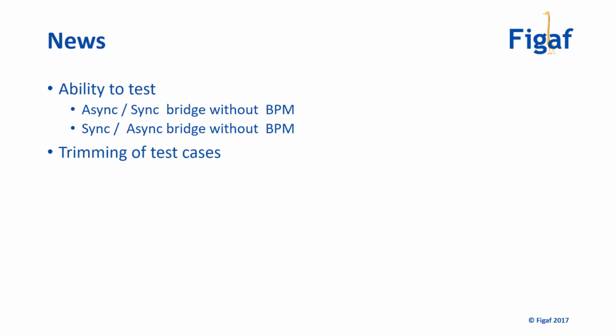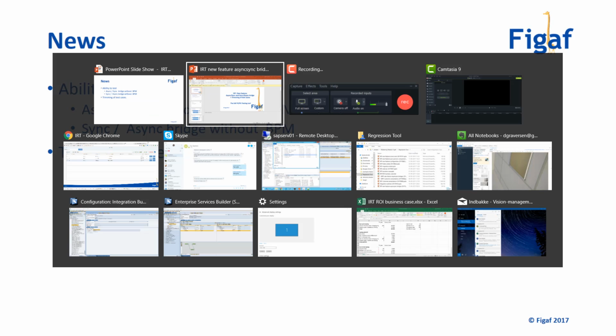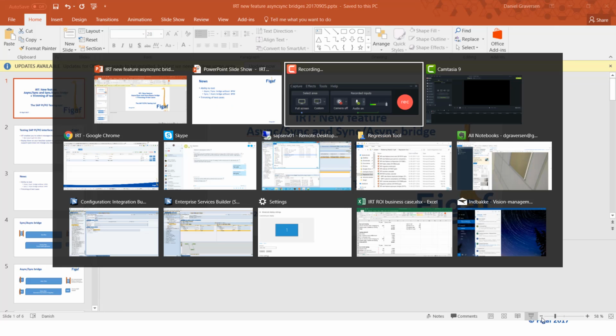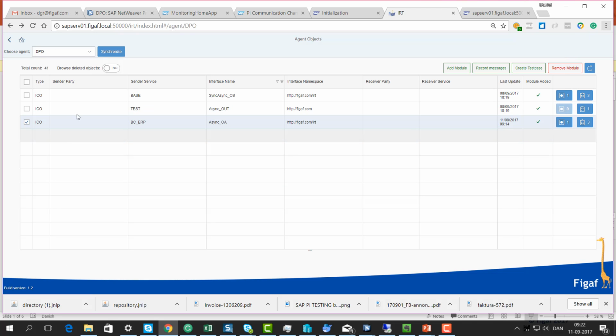So these new features are the async-sync bridge without BPM and the sync-async bridge without BPM, and then this trimming of test cases. And let's take that one first. So trimming of test cases is whenever you are creating a recording of any message.